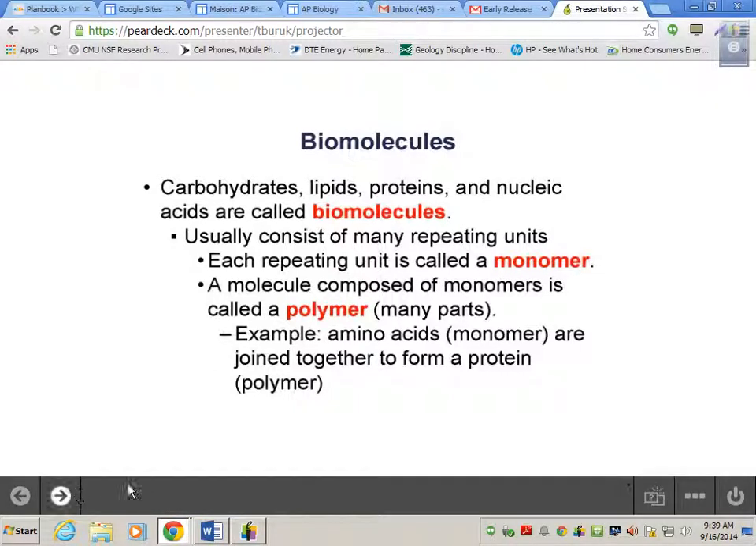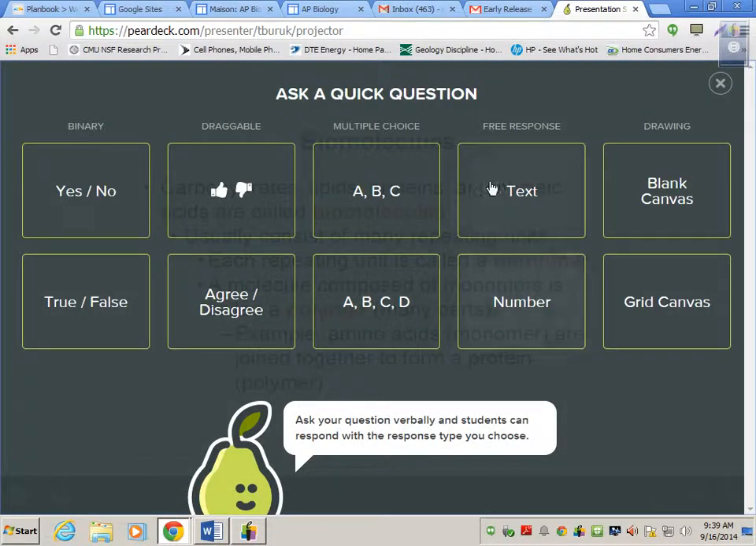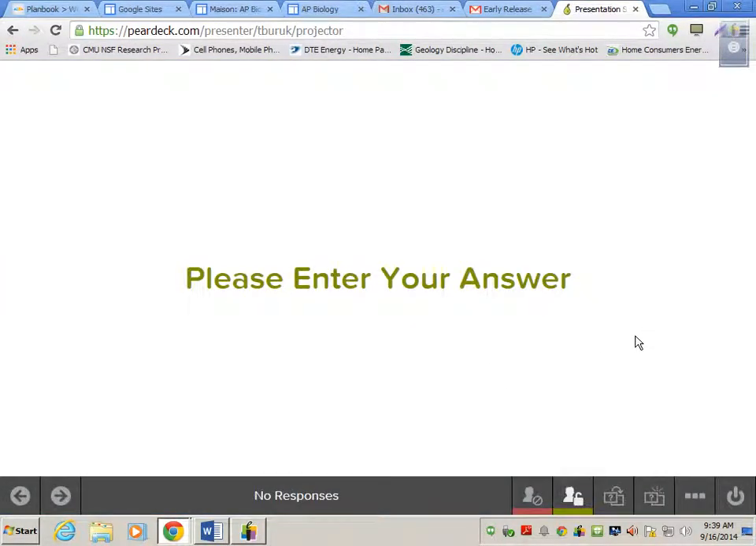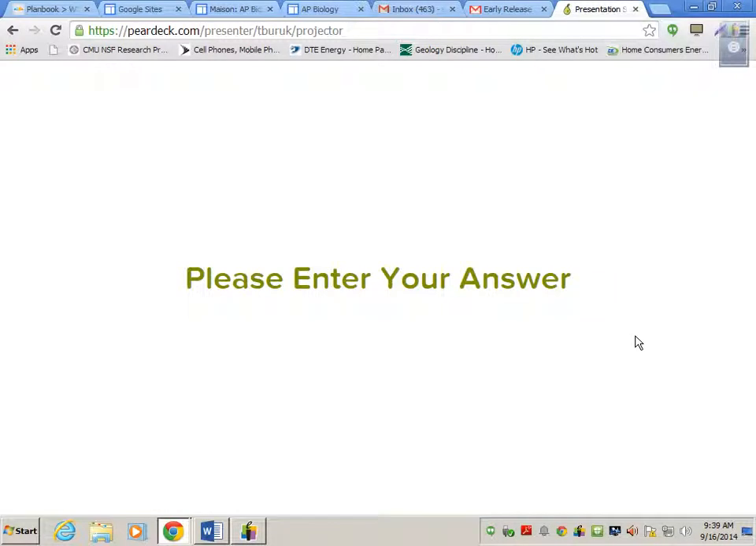Can you give me an example of a polymer? Why don't you type them in? Give me an example of a polymer. Yeah, be specific.